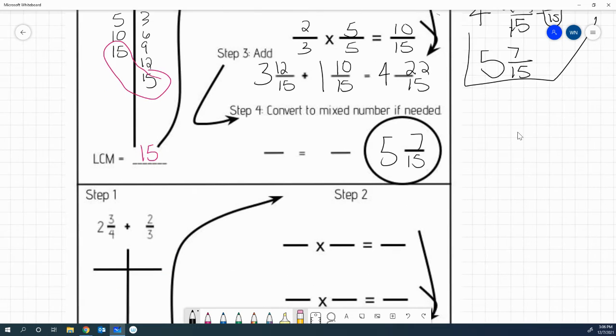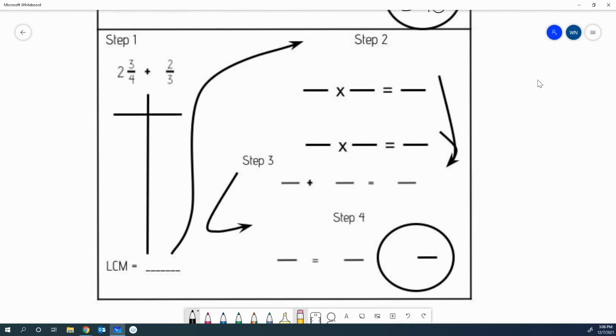Let's go ahead to the second problem. 2 3/4 plus 2/3. Looks good. Let's go ahead and find our LCM. We've got 4, 8, 12, 3, 6, 9, 12. We know these LCMs by now, y'all. 12 is that LCM. Now let's make it into some equivalent fractions with common denominators. 3/4, 2/3. I know I want my denominator to be 12 because 12 was my LCM.